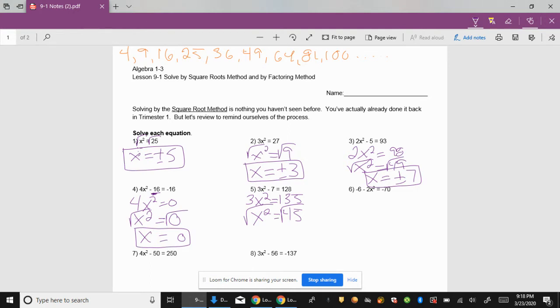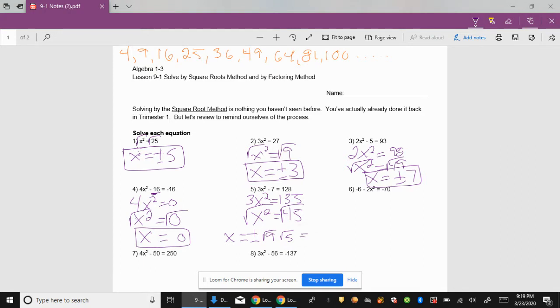Next in line would have been 25. 25 doesn't go in evenly. Next is 16. 16 doesn't go in evenly. So now we're to 9, and 9 does go into 45 evenly. So we're going to start by saying x equals plus or minus, because we don't want to forget that. Now I'm going to break up the square root of 45 into the square root of 9, because that's my perfect square, times the square root of 5, because 9 times 5 is 45.